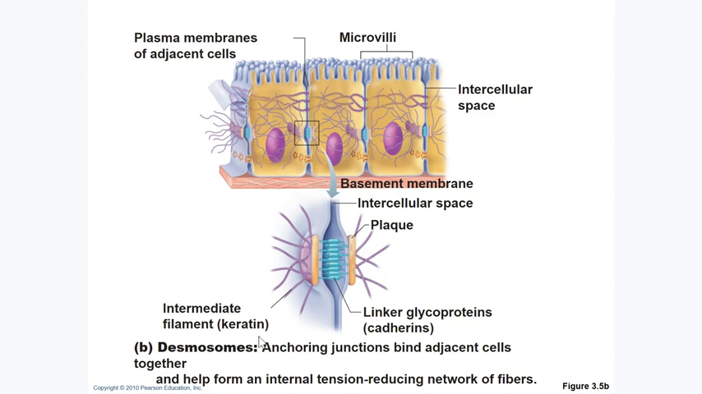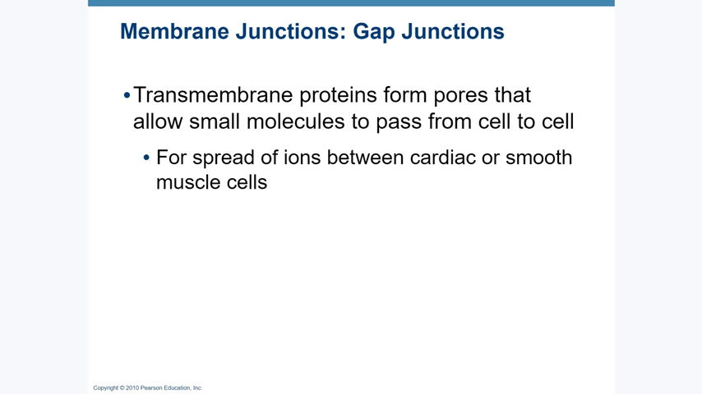So they bind adjacent cells together. They help resist internal tension, reducing the network fibers. It's typically keratin. They're linked together by glycoproteins above a basement membrane. Intestines is another good example.